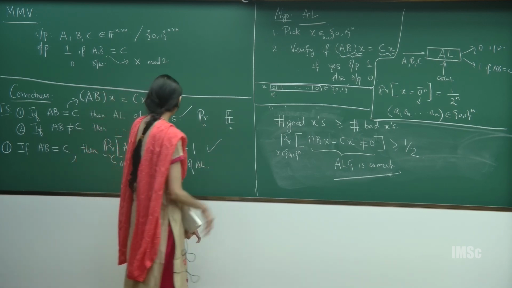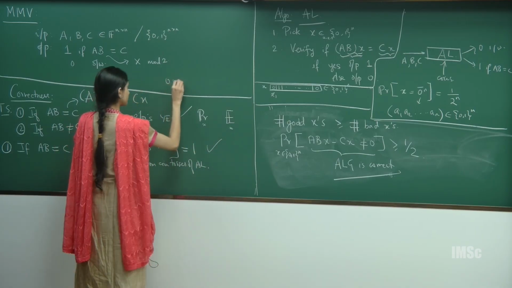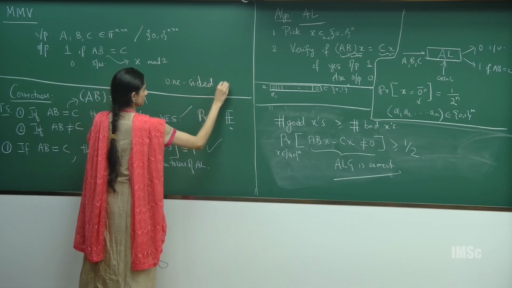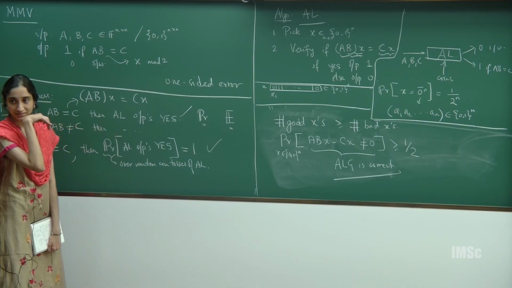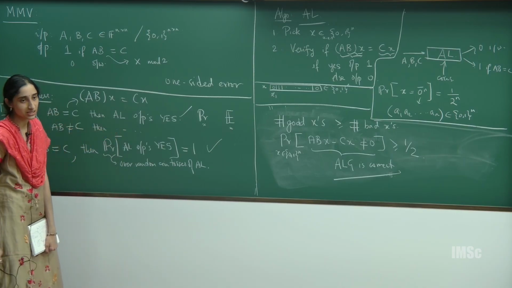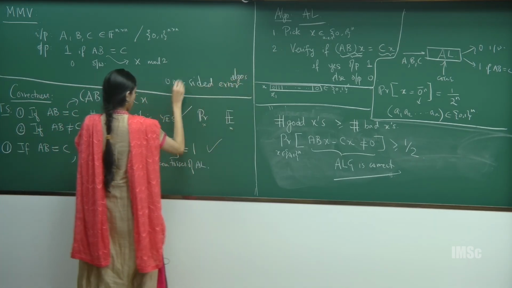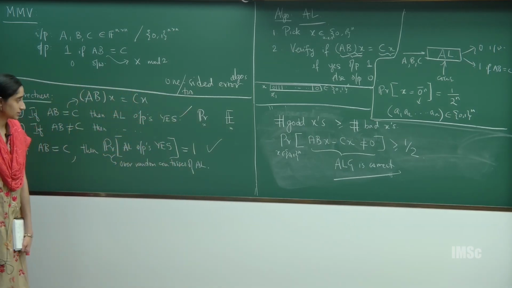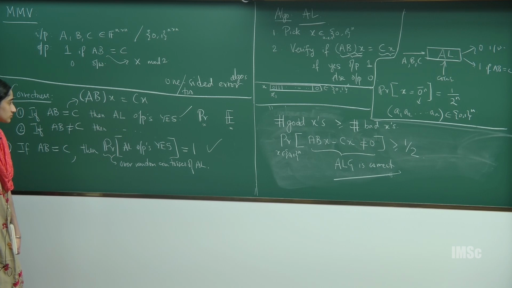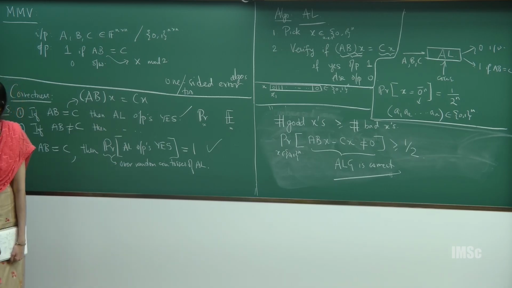So maybe now we can, so this algorithm had a peculiar property. It says one-sided error. So in the yes case, it's always going to say yes. But in the no case also, it may incorrectly say yes. So these algorithms are well studied. There are also two-sided errors. I mean, in both sides there can be an error.